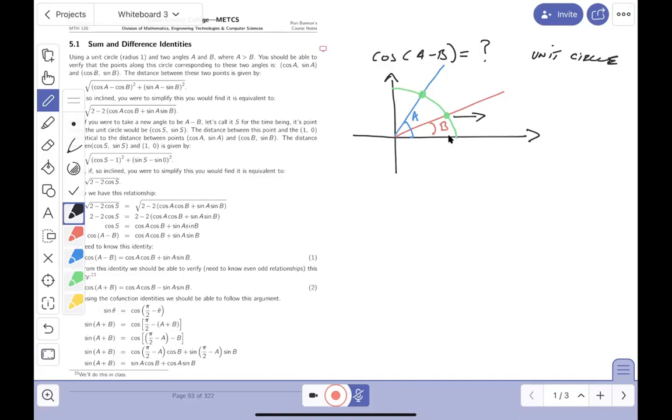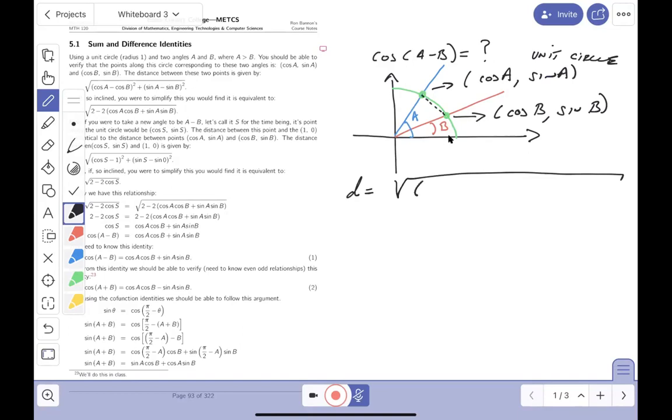The point for this one, the red line, that's a terminal side, is going to be cosine of B, comma, sine of B. That's pretty simple. And the point on the blue line is going to be cosine of A, comma, sine of A. And what I want to do is talk about the distance between those 2 points. You should know from Math 100 there's a distance formula. Let me write that down for you. What's the distance going to be? The square root.